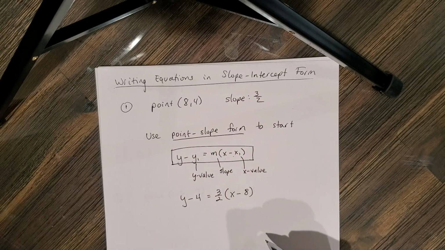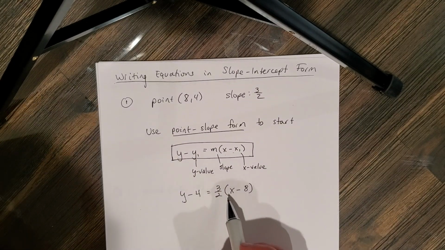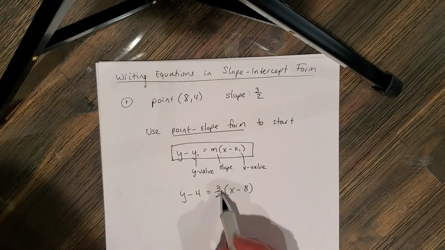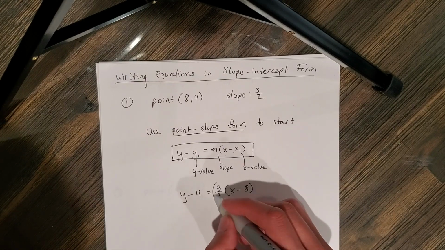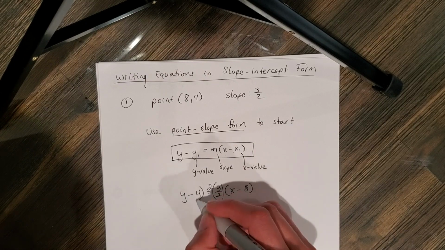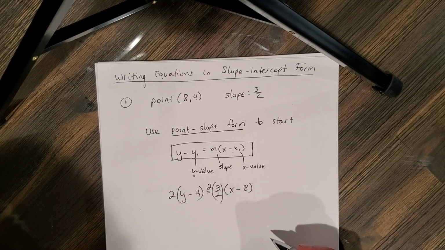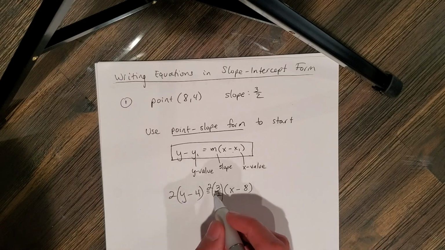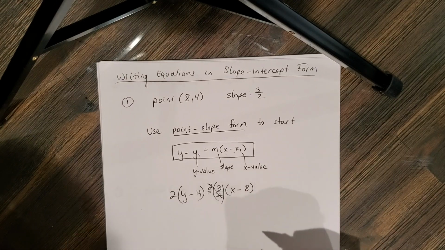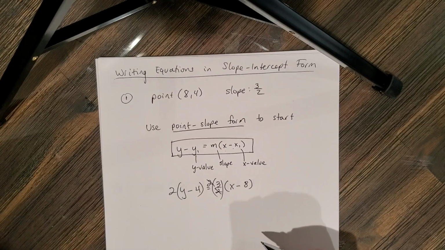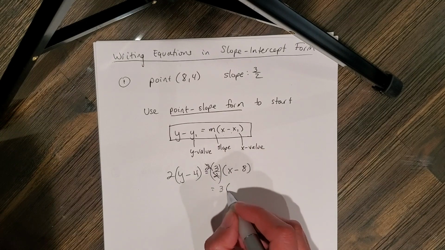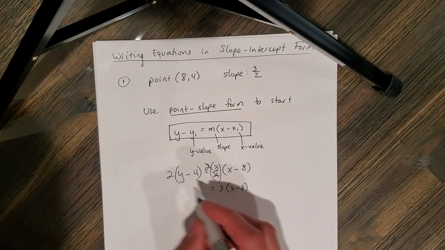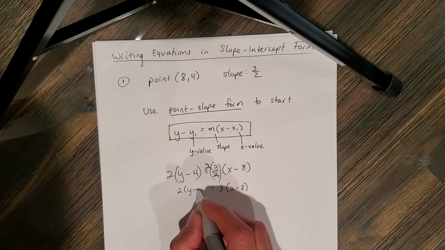Now, since we have a fraction here, I'm going to get rid of that denominator by multiplying both sides by it. So I'm going to multiply this side by 2 and this side by 2 also. Notice the 2's here are going to cancel out. Well, they're not really canceling out, they're dividing out. 2 divided by 2 is 1. So that means we're left with 3 times x minus 8 on this side, and on this side we end up with 2 times y minus 4.